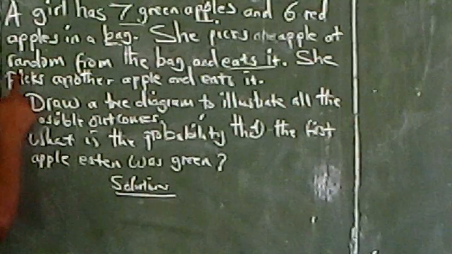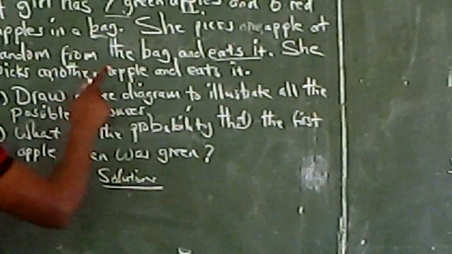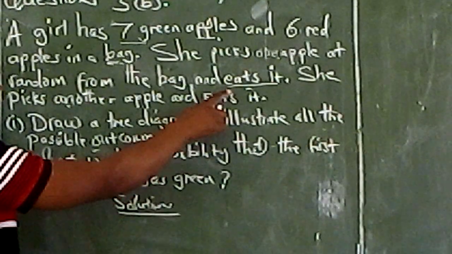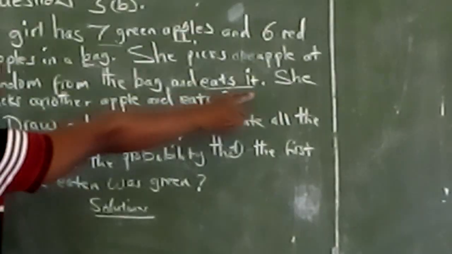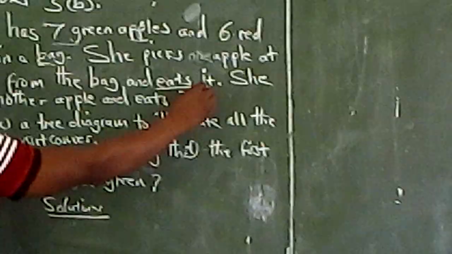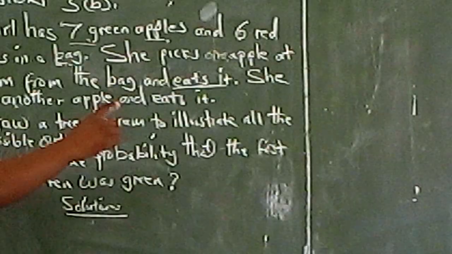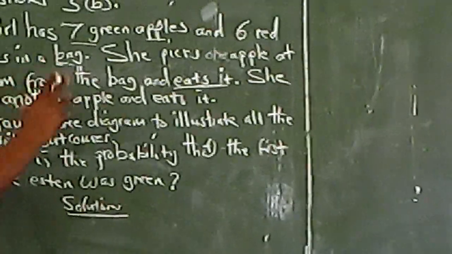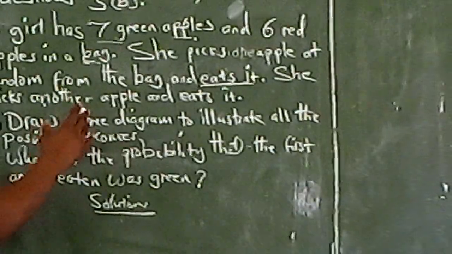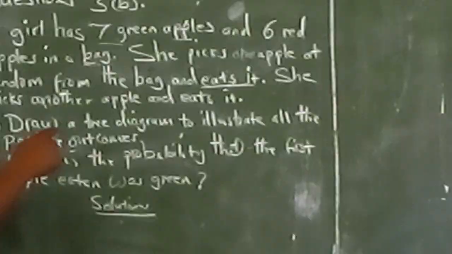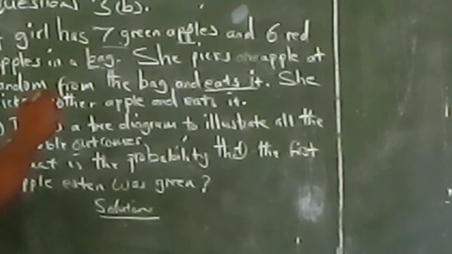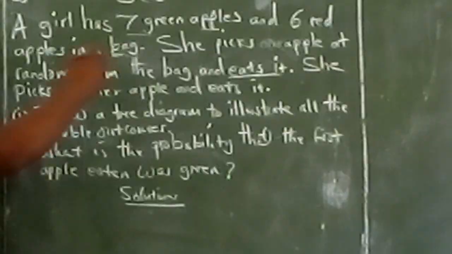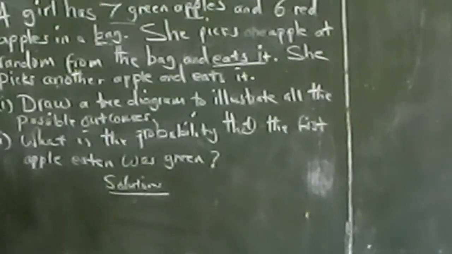Take note. Once she did that, she went on and ate that particular apple. So the statement eats simply indicates that this type of probability is without replacement. The moment this person picks an apple from the bag, that apple is not returned. Very important.